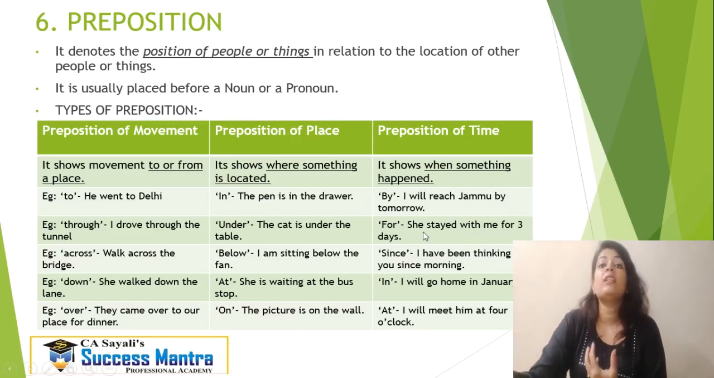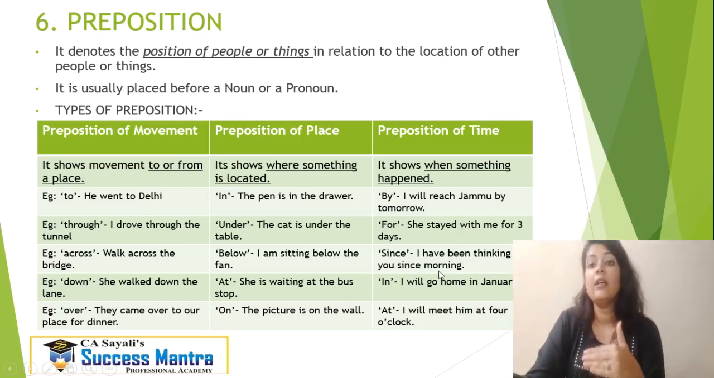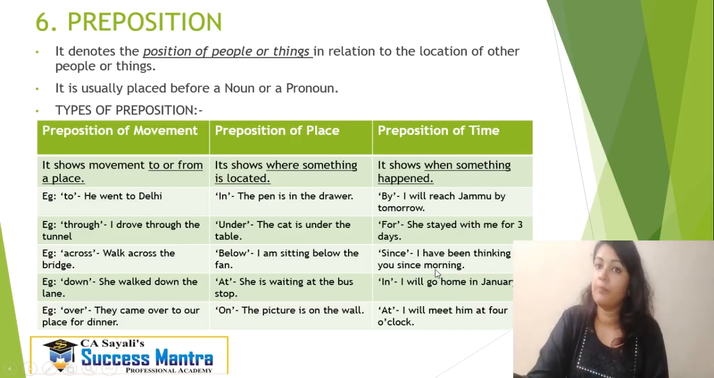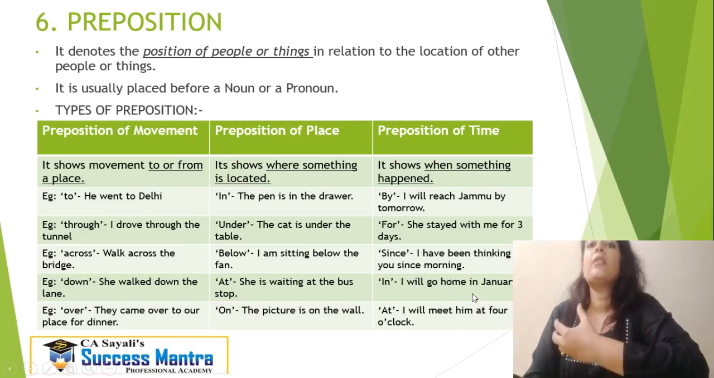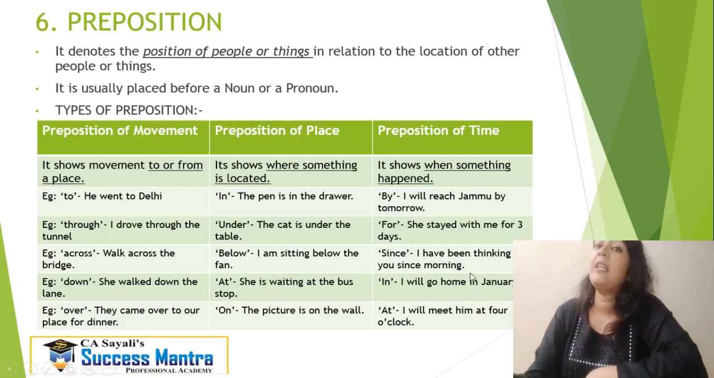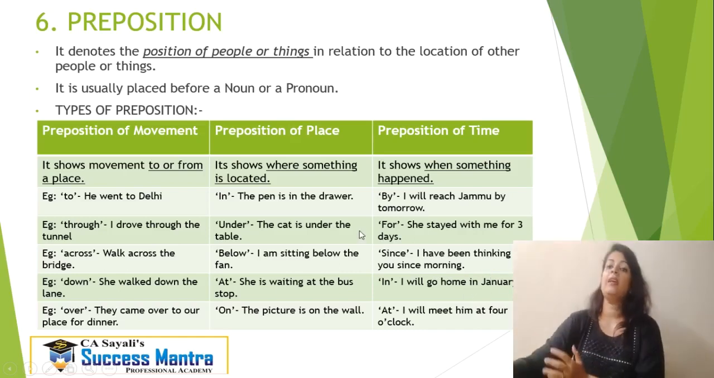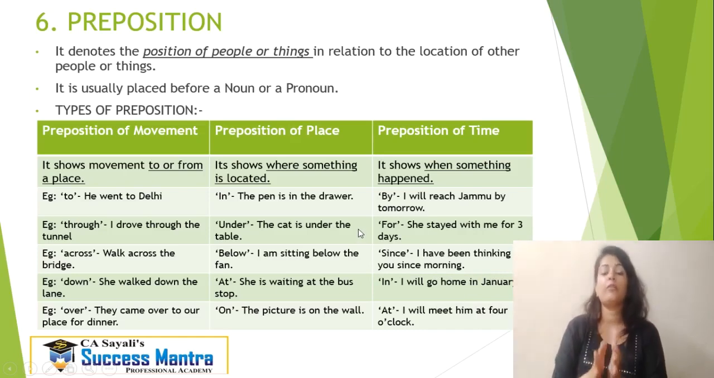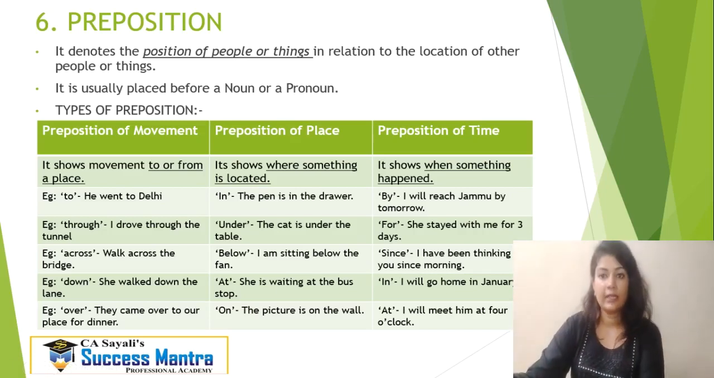Okay, if I'm saying that she stayed with me for 3 days, तो for जो मेरा preposition है, it is showing me, okay, till when she stayed with me. Okay, next is I have been thinking of you since morning. So this tells me कि since when I have been thinking of somebody. Okay, another preposition is in. I will go home in January. Okay, so it shows me when I will go home, that is in January. तो ऐसे कुछ prepositions हैं, okay, which tell you about the position of a person or a place in relation to some other people or things.